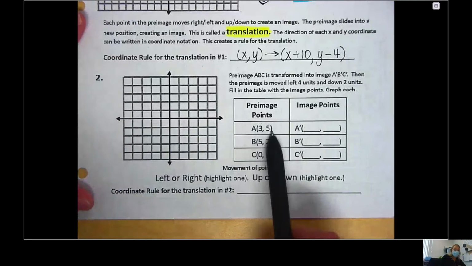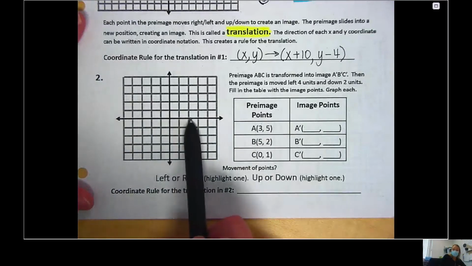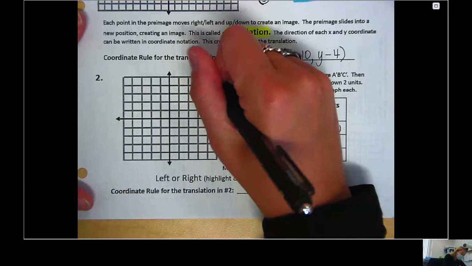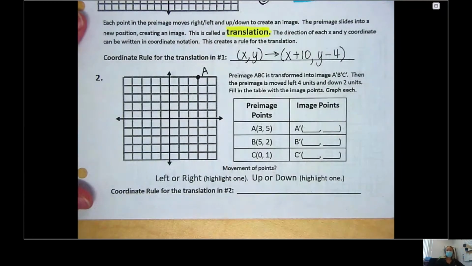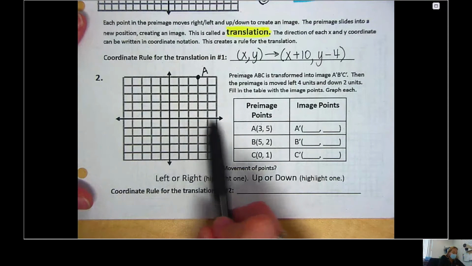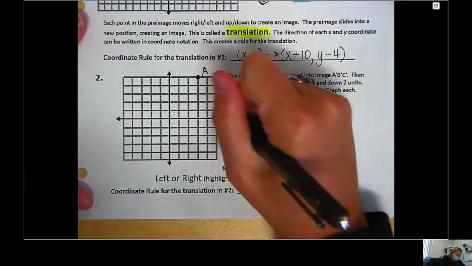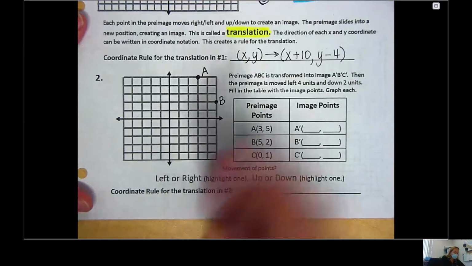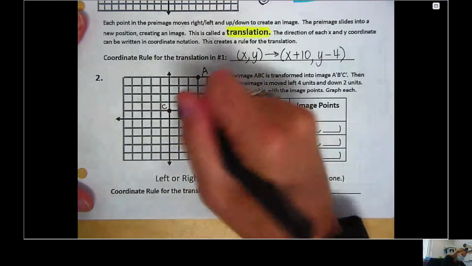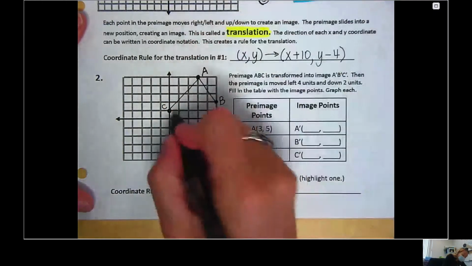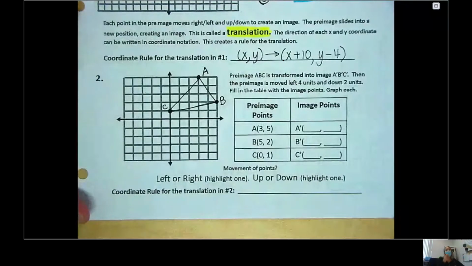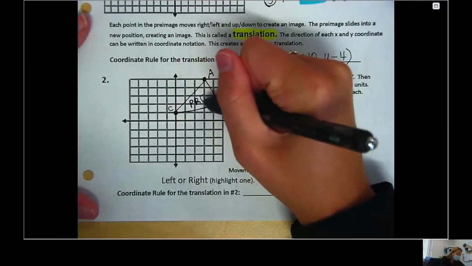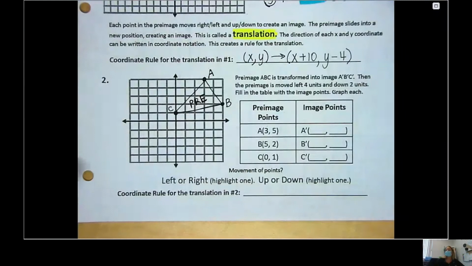So point A is 3, 5. That means go to the right 3, go up 5. Point B is 5, 2. That means go to the right 5. Go up 2. Point C is 0, 1, which means you don't go right or left. You just go up 1. And I'm going to connect it. And this one is my pre-image. So again, I'm going to put the word pre inside of it because this is my pre-image. It's where I begin.